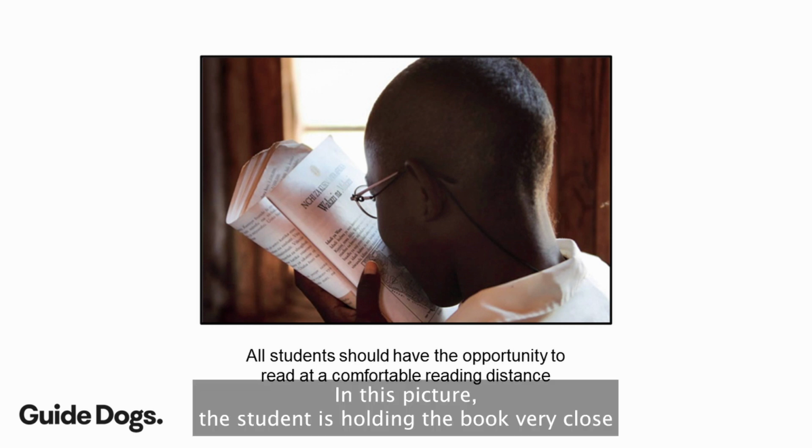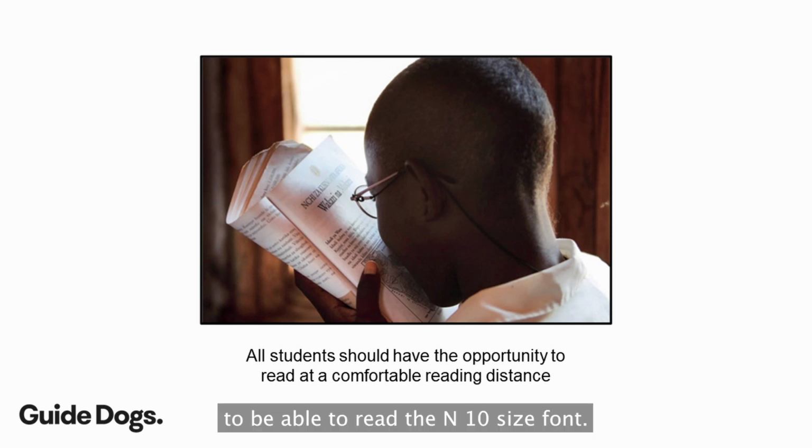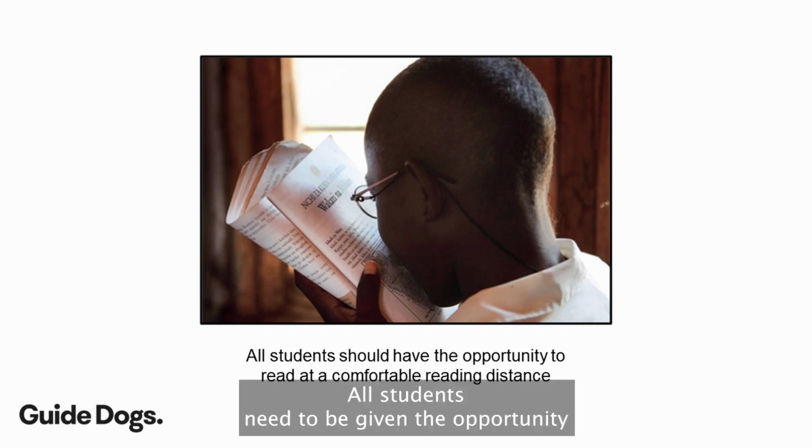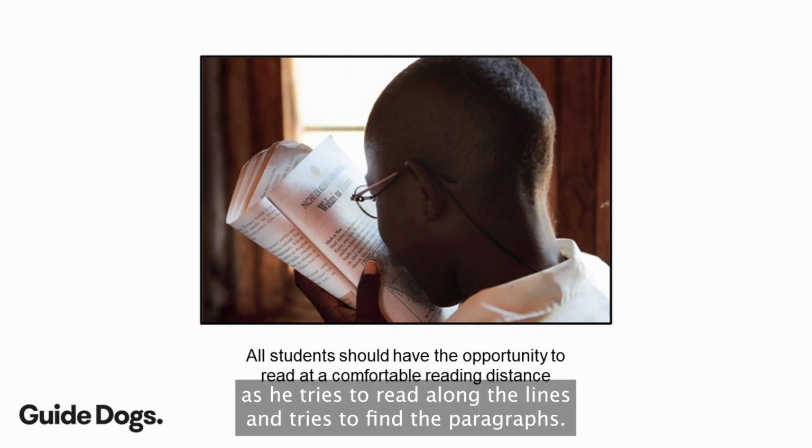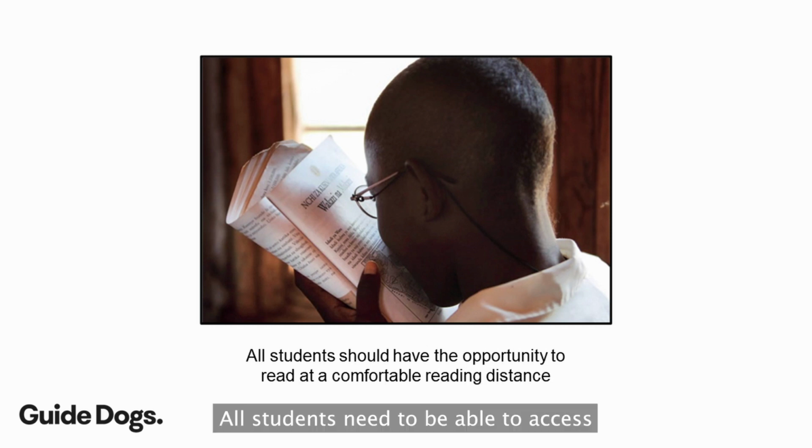In this picture, the student is holding the book very close to be able to read the N10 size font. All students need to be given the opportunity to be able to read at a comfortable reading distance. This child would be experiencing visual fatigue as he tries to read along the lines and tries to find the paragraphs. All students need to be able to access literacy in a comfortable manner.